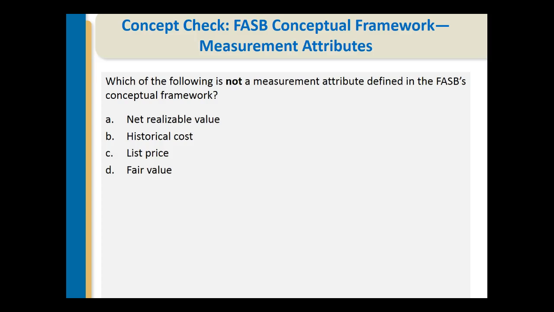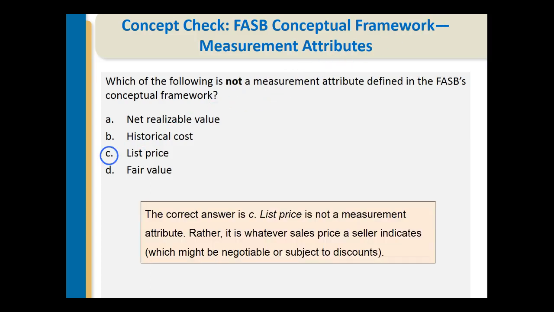Let's take a look at a question here. Which of the following is not a measurement attribute defined in the FASB's conceptual framework? Net realizable value, historical cost, list price, or fair value? I hope you got that one right. List price is not a measurement attribute. It's whatever sales price a seller indicates, which can be negotiated or could also be subject to many discounts.